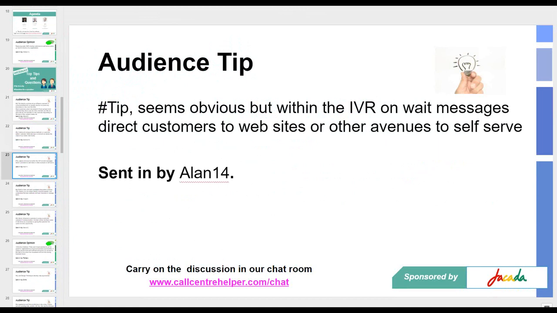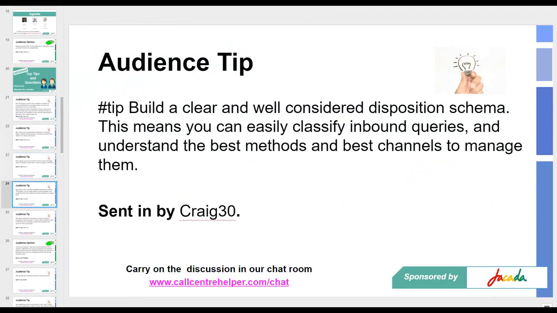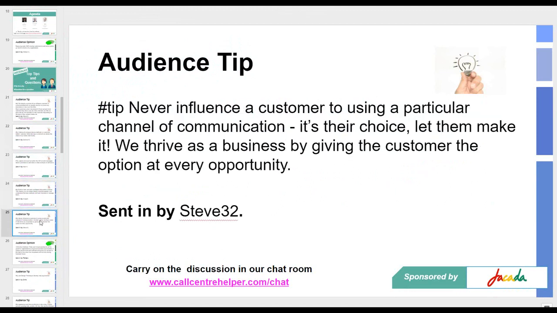So in general, I think this is probably important, but may or may not make a substantive difference in the breakdown of contact deflection. And Craig has said, and I think this ties in with Bill's point, build a clear and well-considered disposition schema, which I guess is like wrap-up codes. This means you can easily classify inbound queries and understand the best methods and the best channels to manage them. I like that.